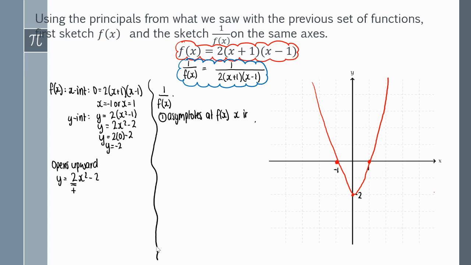This will have asymptotes at the x-intercepts of my original function. So x equals minus 1 and x equals 1 will both be asymptotes. Let's draw this with our dotted line. So my function will tend towards these asymptotes at some point.